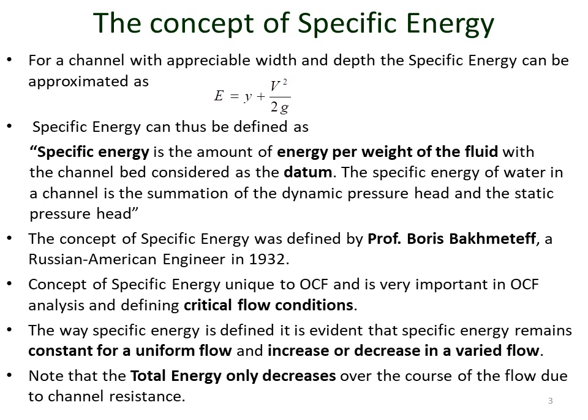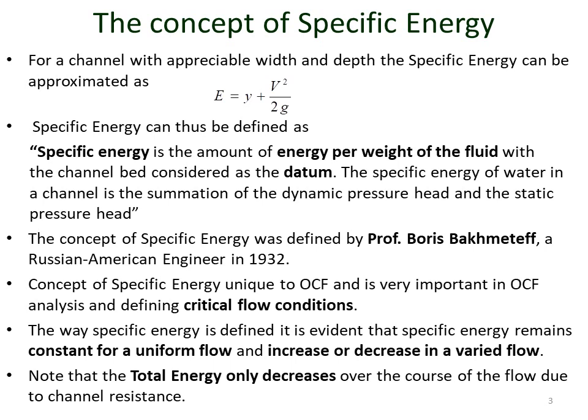So the way the specific energy is defined, it is evident that the specific energy remains constant for a uniform flow. Note that in the expression, in case of a uniform flow, these two terms remain constant. So evidently the specific energy remains constant for a uniform flow, whereas it can vary in a varied flow, like gradually varied flow or rapidly varied flow. It can either increase or decrease.